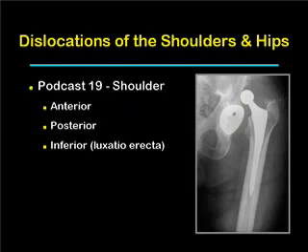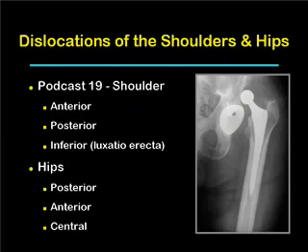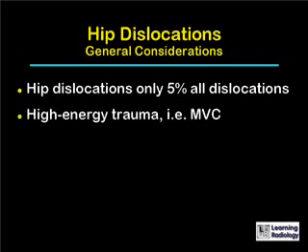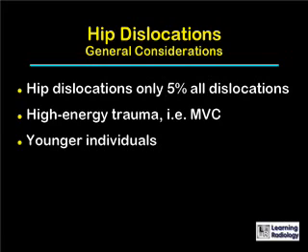In podcast 19, we discussed dislocations of the shoulder. In this podcast, we're going to discuss posterior, anterior, and central dislocations of the hip. In general, hip dislocations comprise only about 5% of all dislocations. They are usually the result of higher energy trauma, for example, motor vehicle collisions.